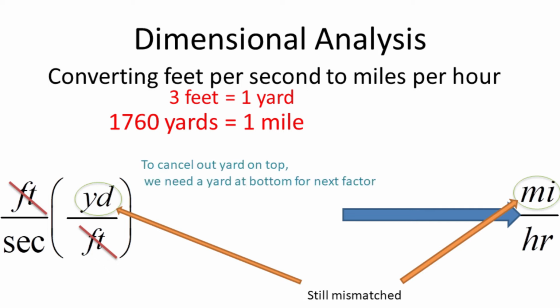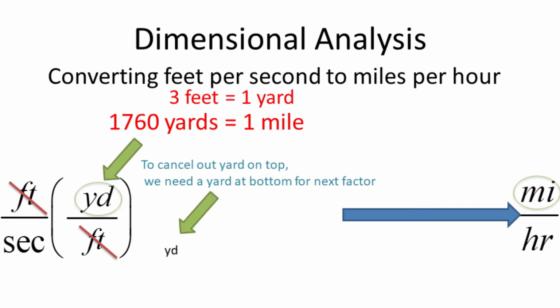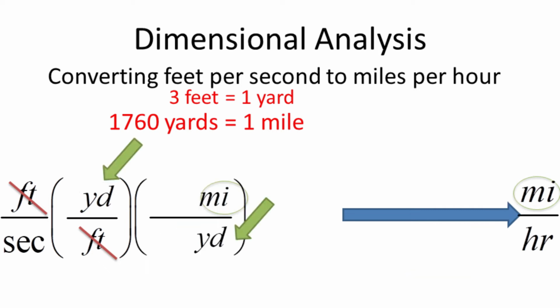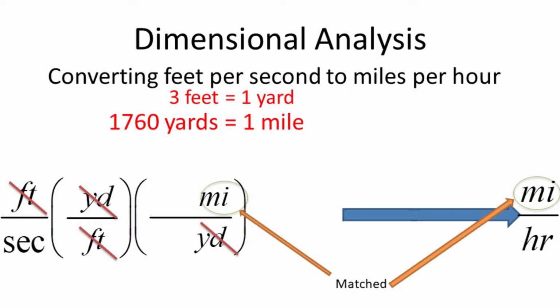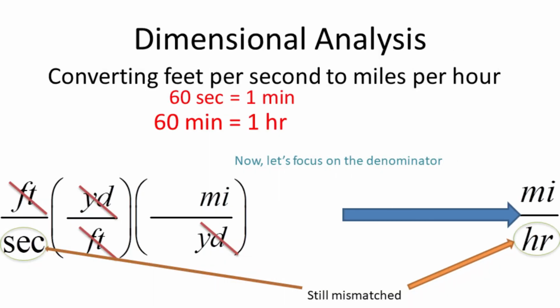Just like before, we need to cancel out that yard on top. So we introduce a yard on bottom on the next factor. Working toward the end, we now throw in the next factor that links yardage to mileage. And with the yardage canceled out, the unit that's left on top is now miles, which matches what we need. Okay, so at this point we're halfway done because the numerator is already matched up.